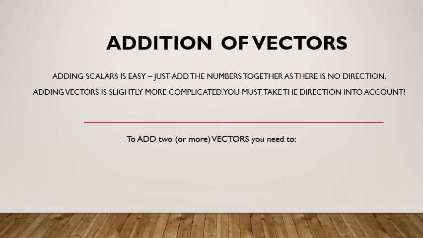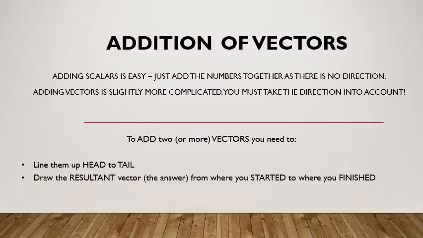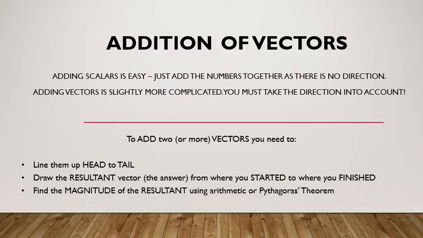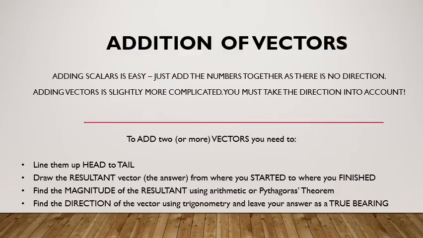To add two or more vectors, what you need to do is line them up head to tail. You need to draw the resultant vector, or the answer, from where you started to where you finished. You need to find the magnitude of that resultant using arithmetic or Pythagoras' theorem. And you need to find the direction of that resultant vector using some trig and leave your answer as a true bearing.